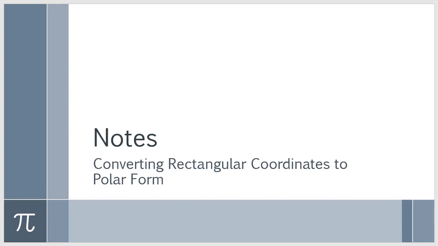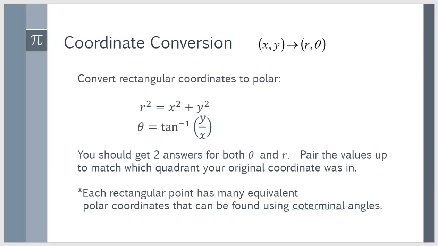So continuing our look at polar coordinates, now we're going to talk about how to convert a rectangular coordinate from the x and the y values into the r and theta values for polar form. There are two formulas we'll be using here to perform our conversions. The first one is that r squared is equal to x squared plus y squared.